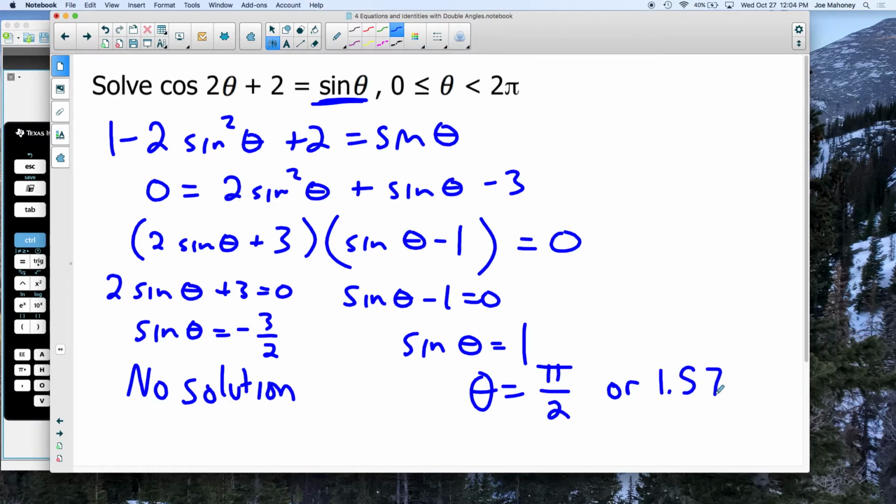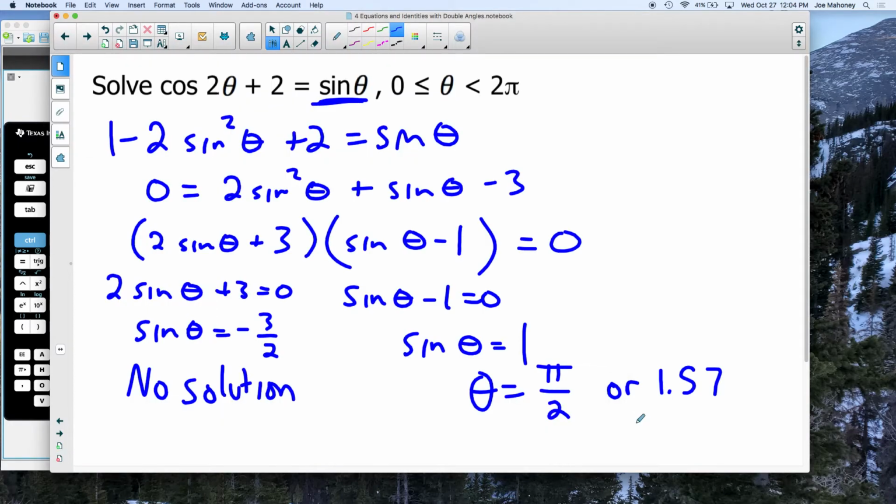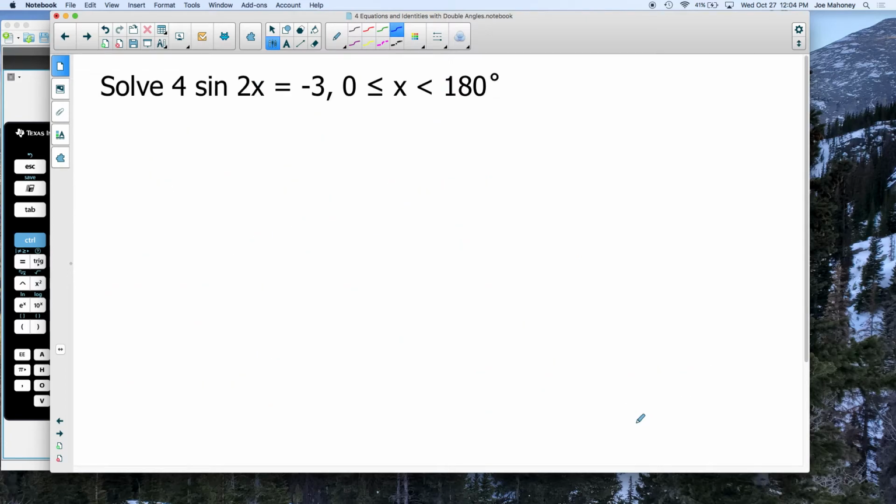And you might remember that sine is equal to 1 at 90 degrees or at pi/2. How am I doing on sig figs? 1.570? Looks good there. Cool. So that's just solving an equation after I make a double angle substitution. Let's try one more together.